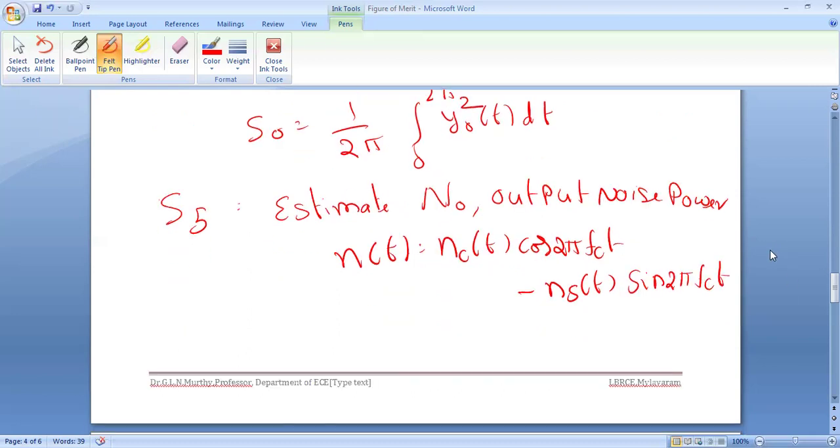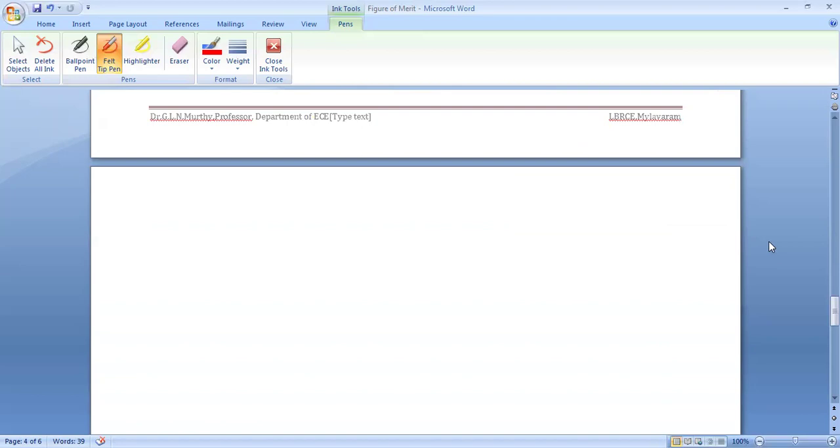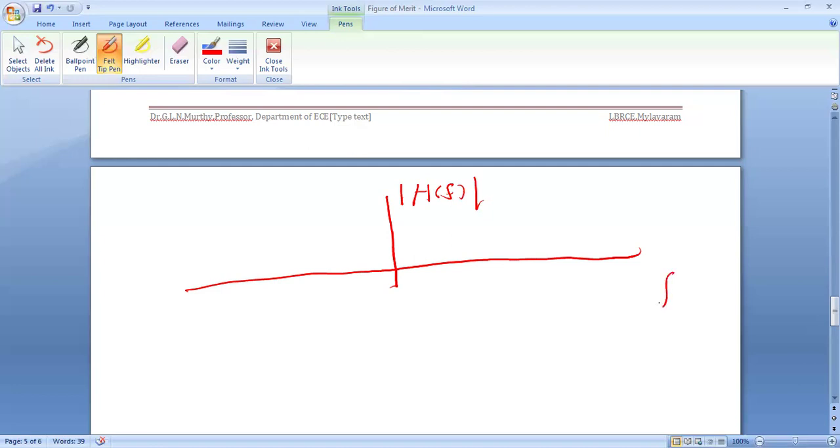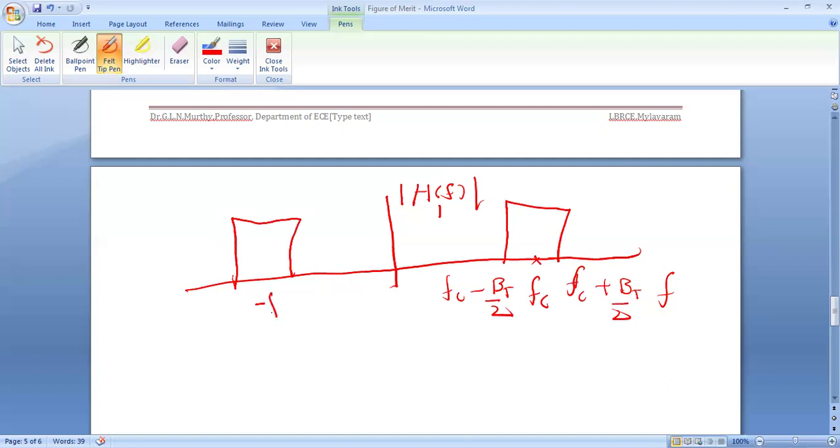In this estimation of output noise power, the characteristics of the IF section play a very important role. Generally, for double sideband full carrier AM, double sideband suppressed carrier AM, and FM, the transfer characteristic of the IF section will be in this manner: centered at fc, extending from fc minus BT by 2 to fc plus BT by 2, and this value will be nearly 1. The same is the replica on the negative frequency side also, from minus fc minus BT by 2 to minus fc plus BT by 2.